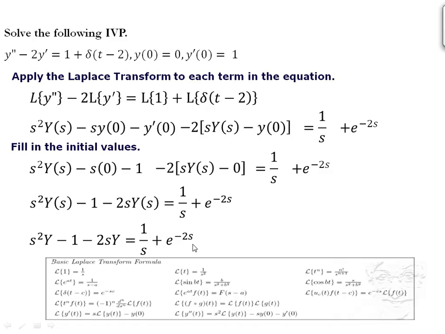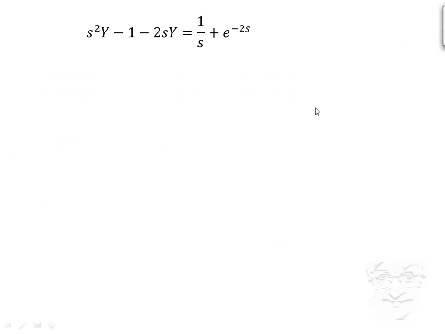Now we want to work the equation so that we can get the Y on one side of the equation and everything else on the other side. And then apply the inverse Laplace transform to get the solution to the initial value problem. So let's work to solve for Y. Okay, so here we have our equation, and we want to solve for Y, which means we want to get the Y by itself on one side of the equation and everything else on the other side.